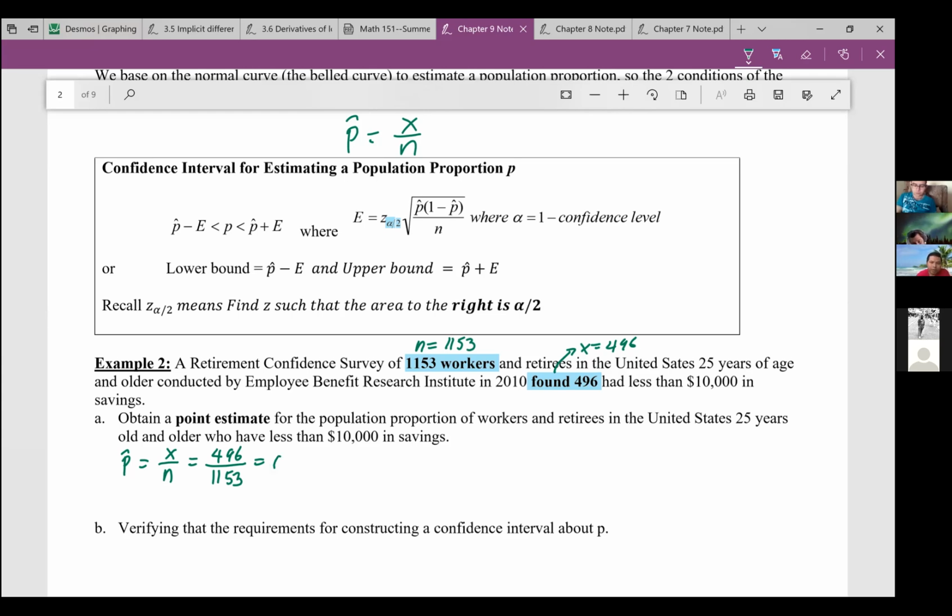So this gives us 0.430. So the number of people who have less than 10,000 in savings is around 43%. Okay.